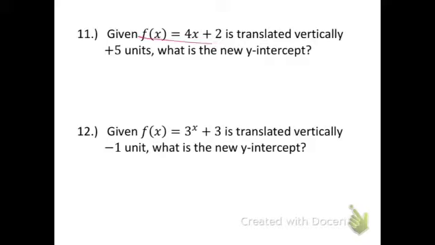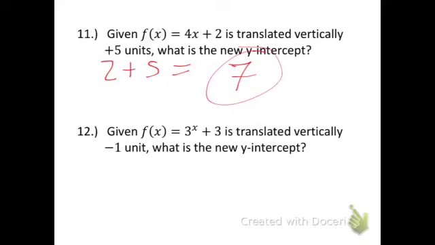If you have a function here and it's translated vertically 5 units, what's the new y-intercept? Well, you need to know what the original y-intercept is. This is the equation of a line. We have mx plus b. The b part's your y-intercept, so this originally has a y-intercept of 2, but when you move everything up 5 units, and so we're going to do 2 plus 5, we're going to get a new y-intercept of 7.